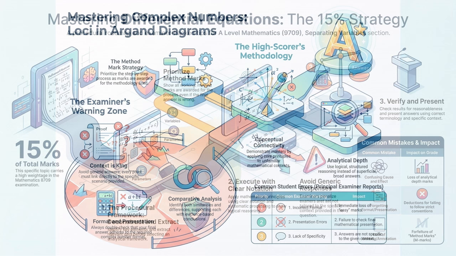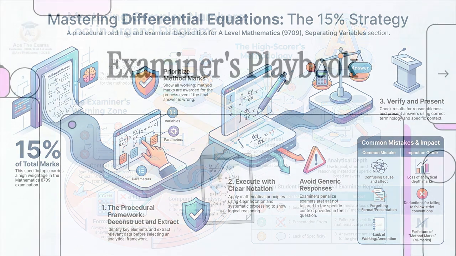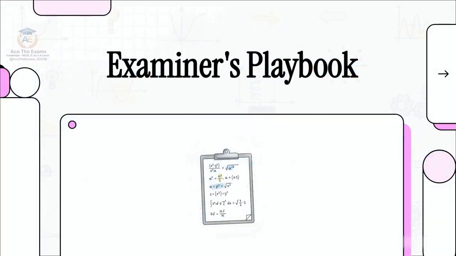Welcome to the Explainer. If you're currently tackling Cambridge AS and A-level Mathematics 9709, you've probably felt like differential equations is a bit of a maze. But what if I told you there's a way out? What if you had the exact playbook, the actual cheat codes that the examiners use to grade your papers? Well, today we're pulling back the curtain on topic 3.8, differential equations. We're going to decode exactly how to level up your answers so you can secure those top marks.